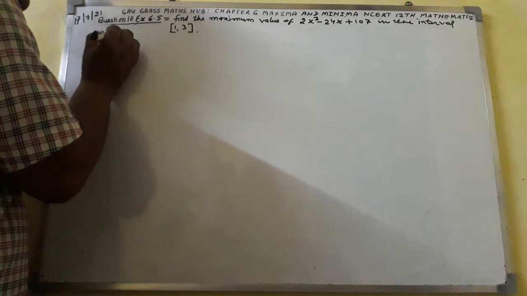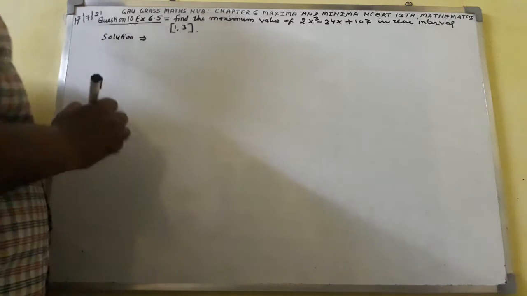I shall explain question number 10 that has been taken from exercise 6.5, chapter 6, maxima and minima of NCERT 12 mathematics. The question is: find the maximum value of 2x cube minus 24x plus 107 in the closed interval [1, 3]. This is the question about which I am going to discuss here. Here I shall write the solution.